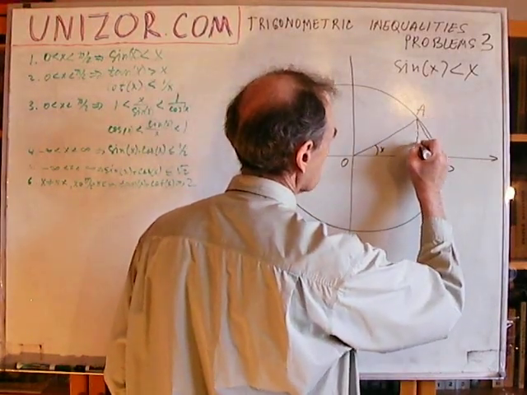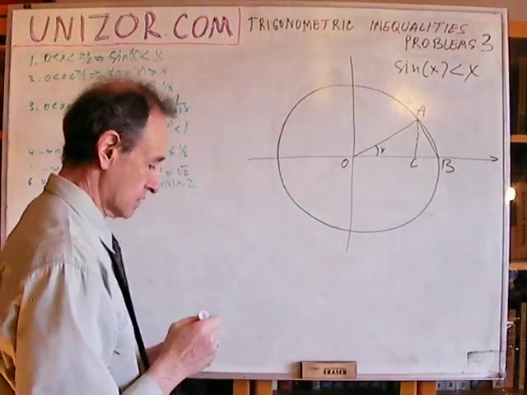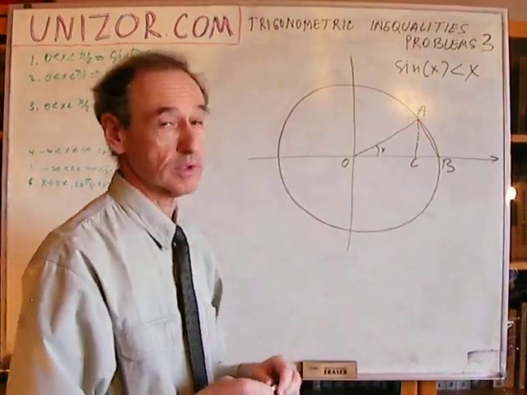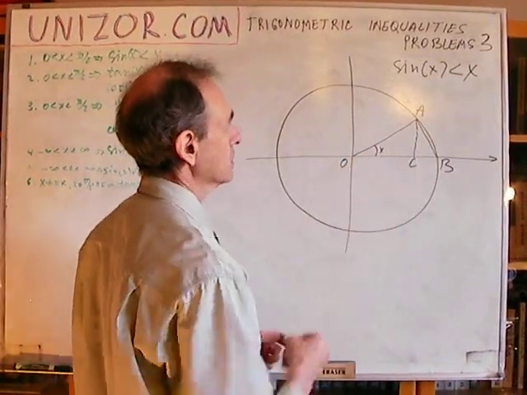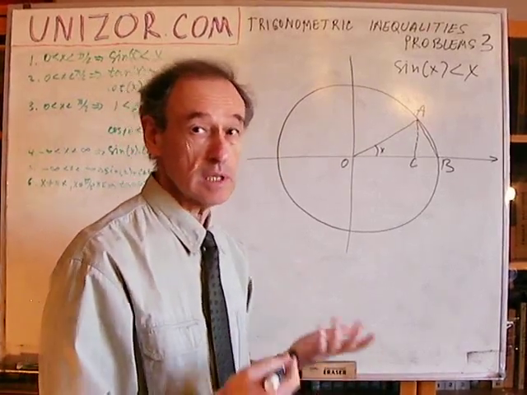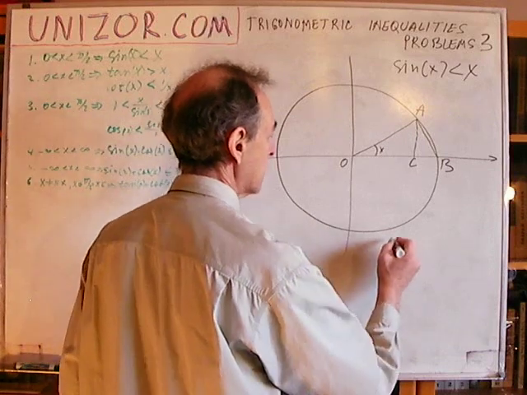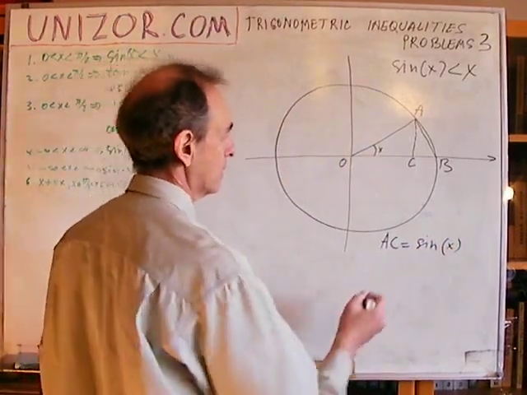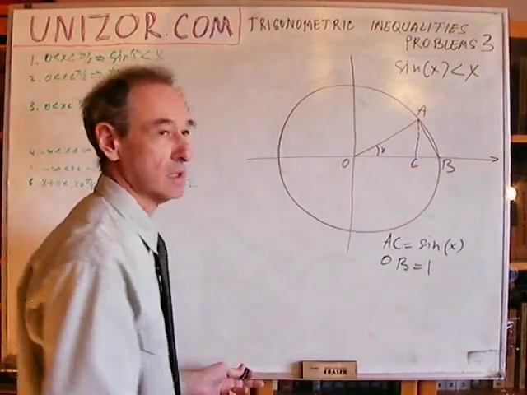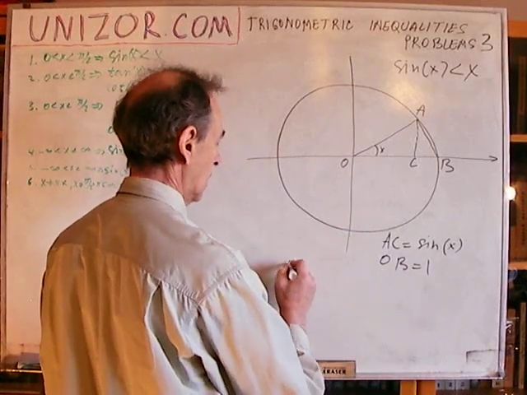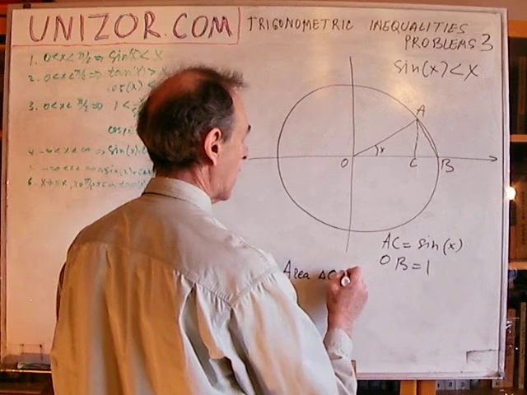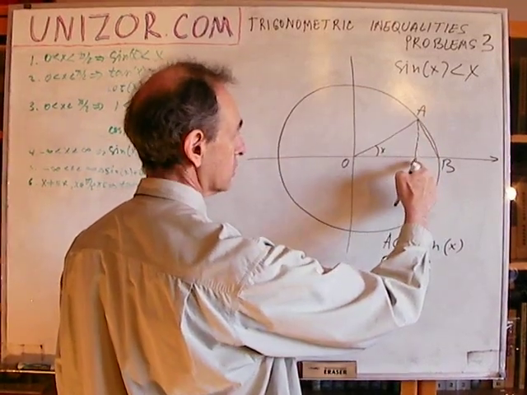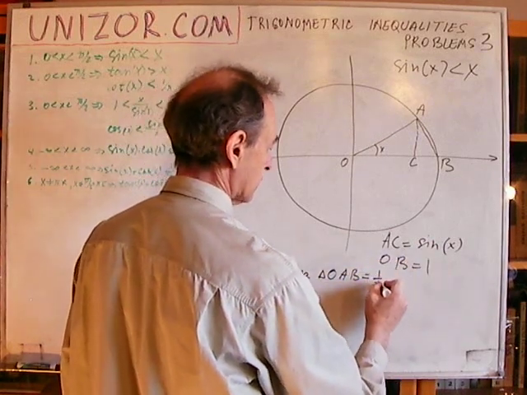Now, I consider the altitude of the triangle OAB, AC. Now, this altitude is actually the ordinate of the point A, right? This is the ordinate and this is the abscissa. So, the ordinate of a point on a unit circle is equal to sine of the corresponding angle. So, AC is sine of X, where X is an angle in radians. Now, OB is equal to 1, because it's the unit circle. So the area of the triangle OAB is equal to the base, which is OB, which is 1, times the altitude, which is AC, which is sine of X, and 1/2 of this, right?